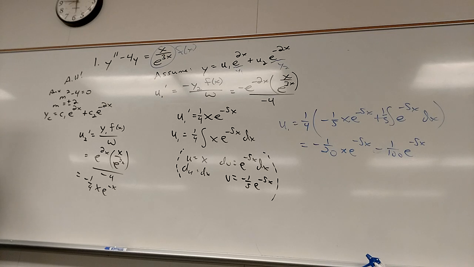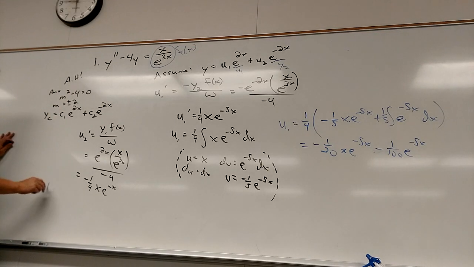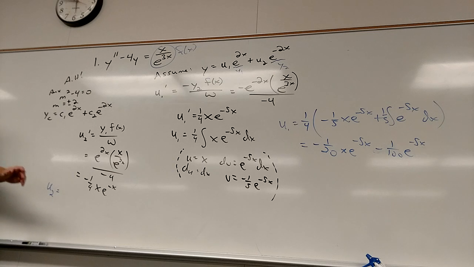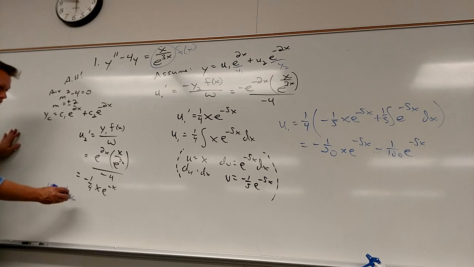All right. Who's done that by now? I don't know if anybody. So you get u2 equals x over 4. Yep. So it'll be 1/4 x e to the negative x.